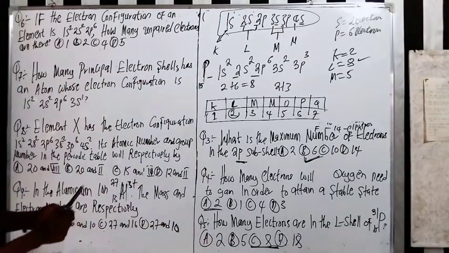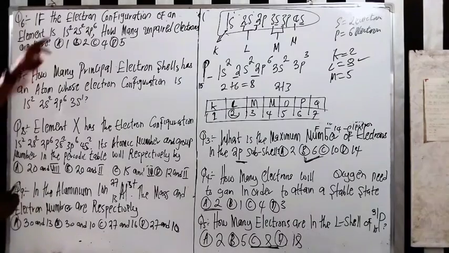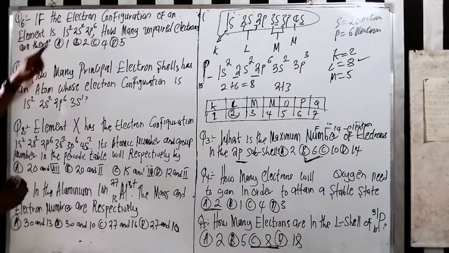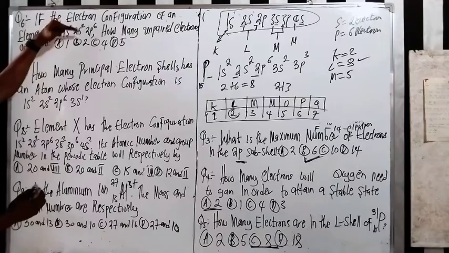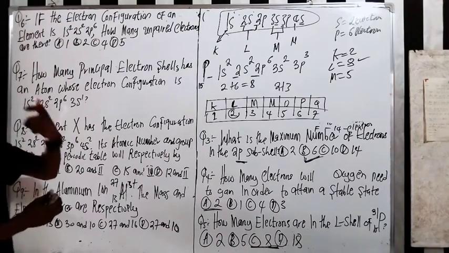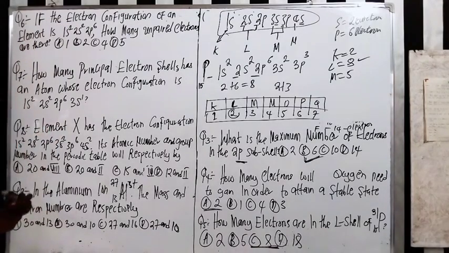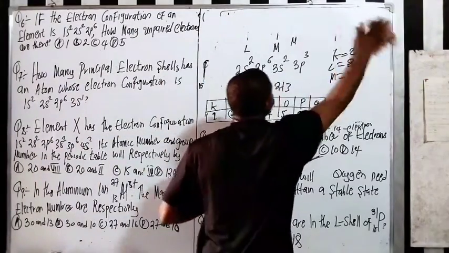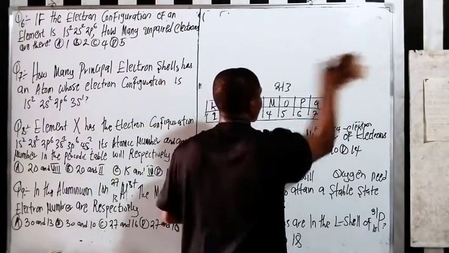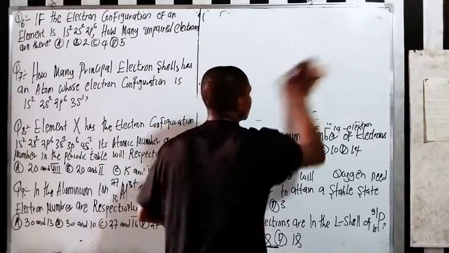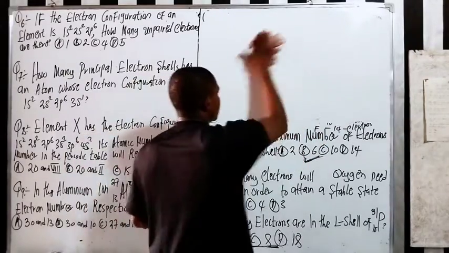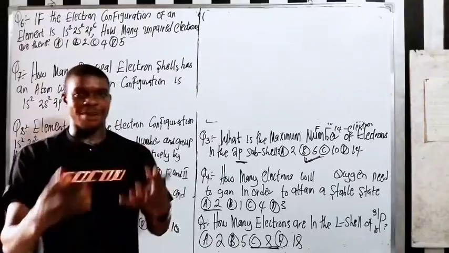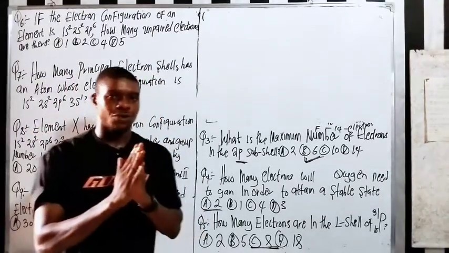So let's move to the next question here. They say that if the electronic configuration of an element is 1s2, 2s2, 2p6, how many unpaired electrons are there? So this way I'm going to explain it for you again. Let me explain here. So how do you know the number of paired and the number of unpaired electrons?